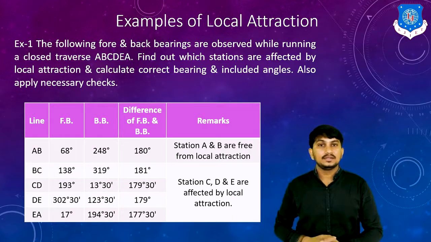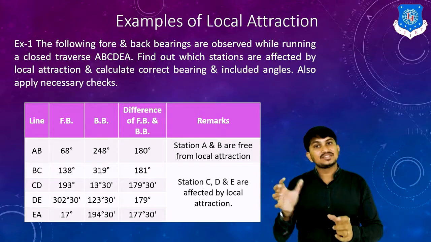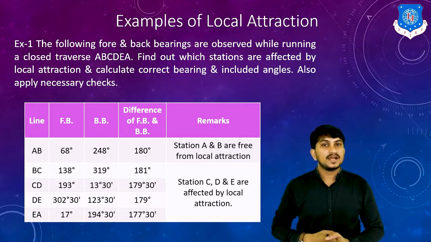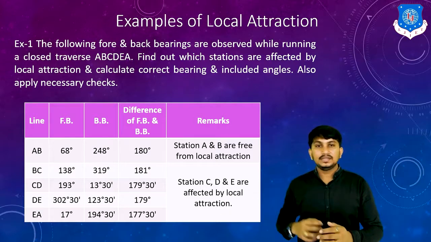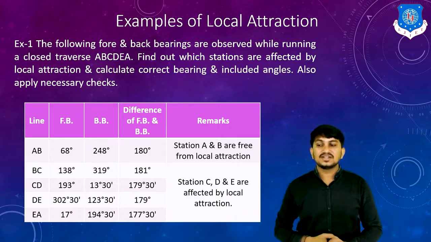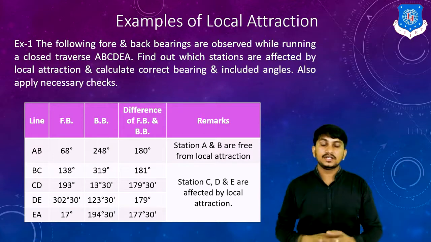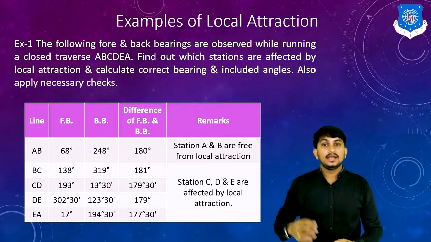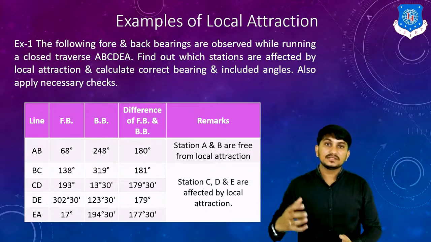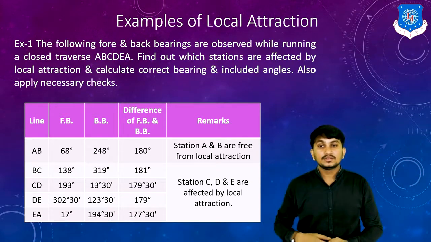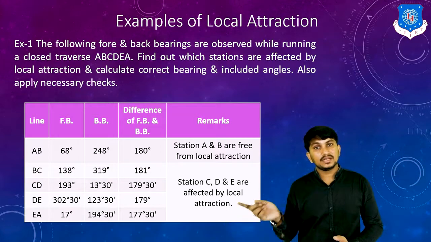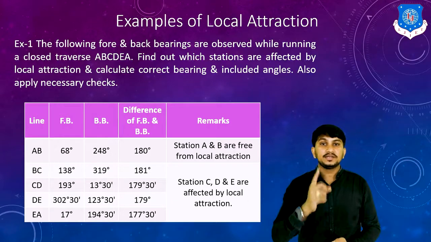In line DE, the difference is 179 degree. The line DE is made by stations D and E, so these stations D and E are also affected by local attraction. In line EA, the difference is 177 degree 30 minutes, which does not equal 180 degree, but station A is already free from local attraction, as in line AB the difference of FB and BB is 180 degree. So here you can clearly say that this difference of 177 degree 30 minutes is because of station number E.